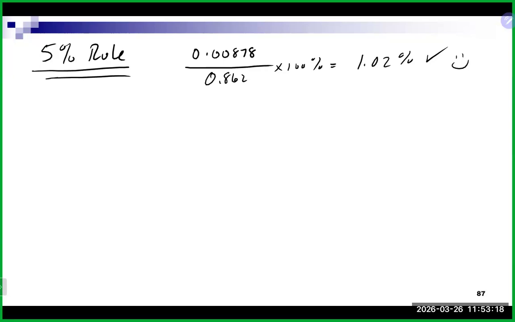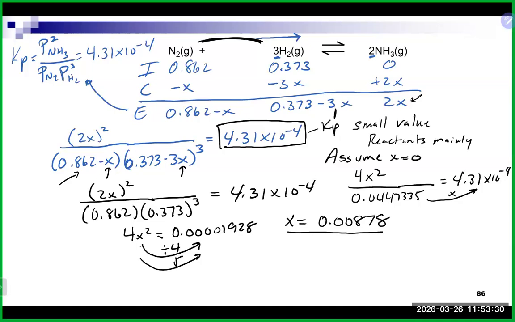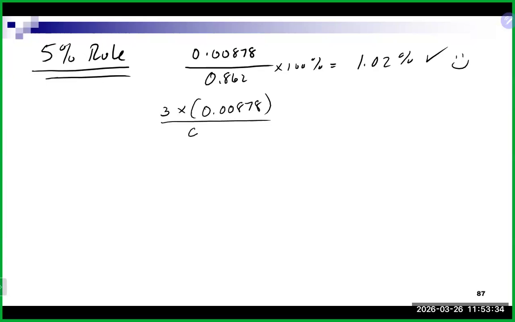To be truthfully honest with you, you can check all of them. So you can check them all if you want. You can take 0.00878. I'm going to times it by 3 because when I go back, that's essentially what I'm doing here. And I'm going to divide it by 0.373 times 100%. We hope we should be good. Truth be told, you really don't have to check them all. Usually, if one is good, then the others should be good as well. So even at that, we're at 7%.